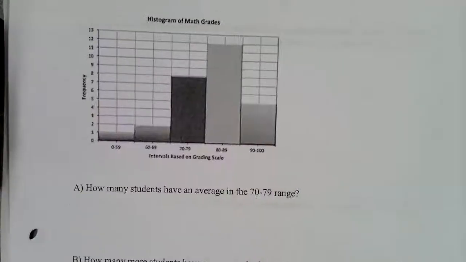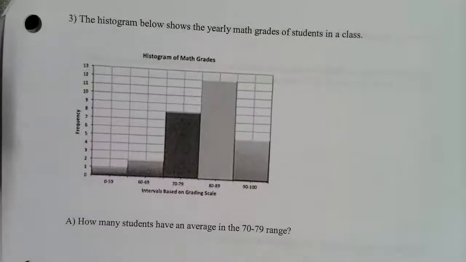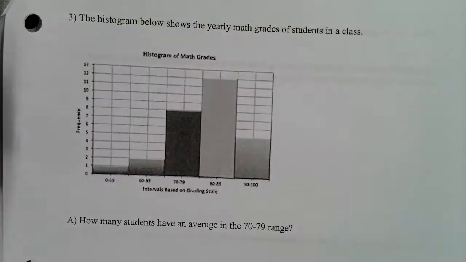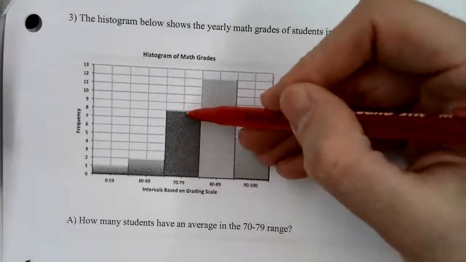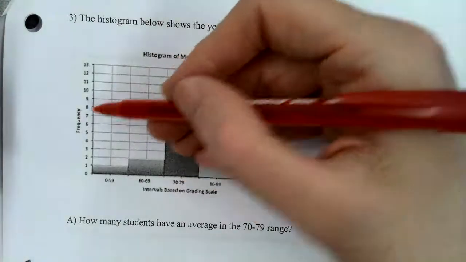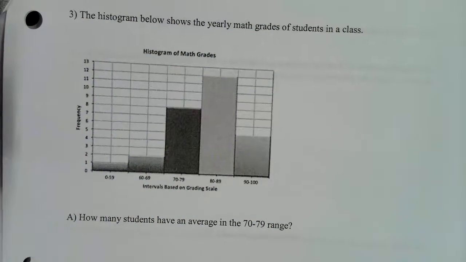Next page. The histogram below shows the yearly math grades of students in a class. Part A, how many students have an average in the 70 to 79 range, which is right here. Read over. You'll see the frequency is 8, so 8 students.